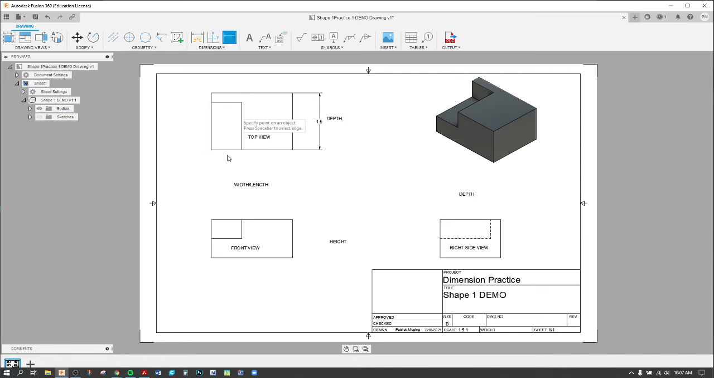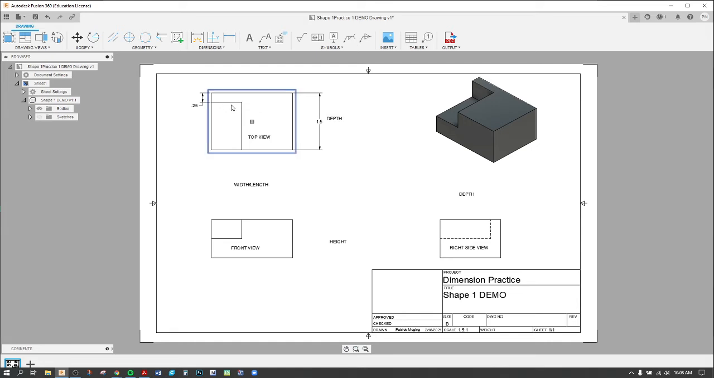I am, though, still missing one dimension, and that is either this dimension here, or I can include this one, or this dimension here. Either one of those is okay, but not both. Alright, so at this point, my depth is fully dimensioned.